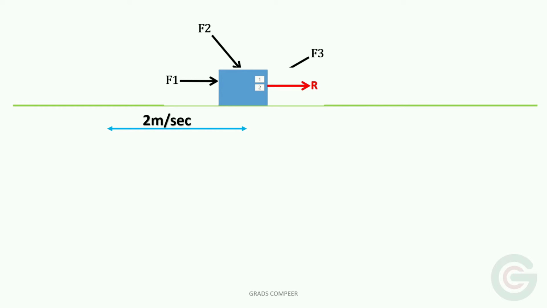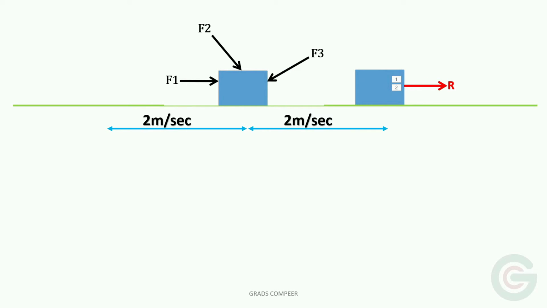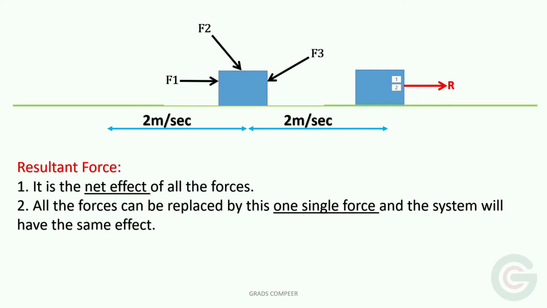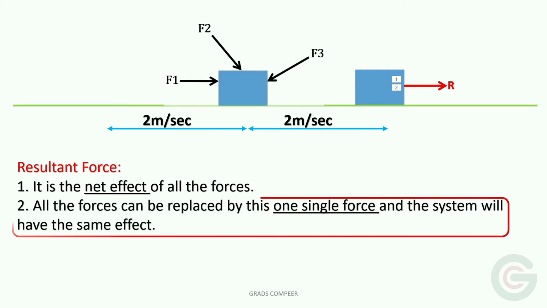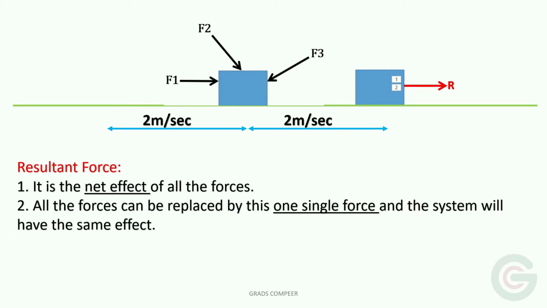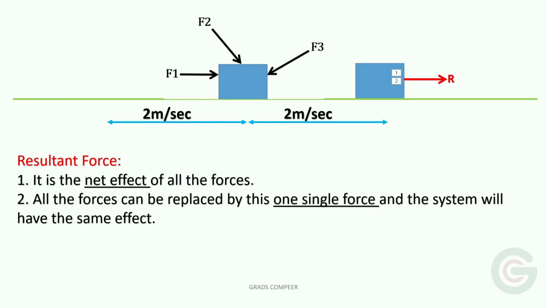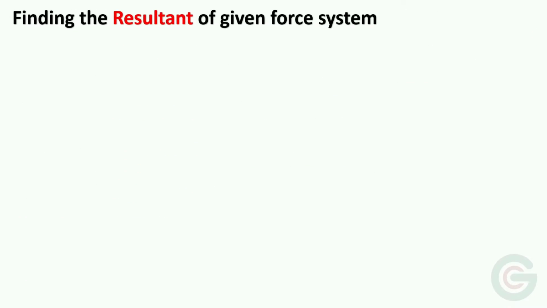And instead of these three forces, if we apply a single force, that is R, the resultant of these three forces, then that resultant force will also move the object a distance of 2 meters in 1 second. It means that the effect of applying three forces on the object and the application of a single force R on the object is the same. Now we can define the resultant force with two important points. Number 1, resultant is the net effect of all the forces. And number 2, all the forces can be replaced by this one single force and the system will have the same effect.